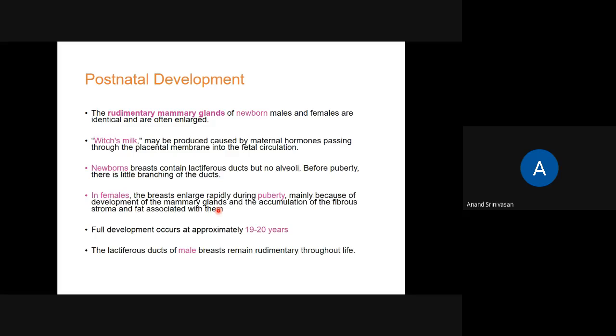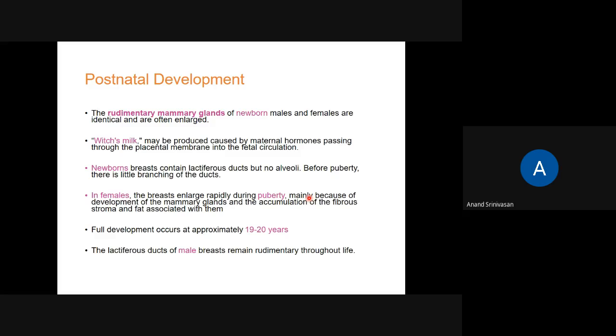At around puberty, the breasts enlarge. And during pregnancy, because of the pregnancy hormones, like, what is the pregnancy hormone? Human chorionic gonadotropin, human placental lactogen. So there are many hormones.